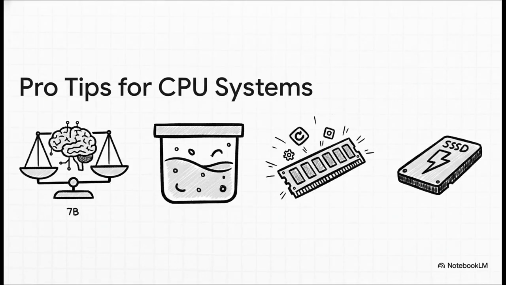So, just to wrap up with a few pro tips to make sure you get the best experience possible, definitely stick to those 7B models for speed. Keep that context window at 4096 unless you absolutely have to go bigger. Close other heavy apps to free up as much RAM as you can. And hey, if you can, store your models on an SSD. It makes loading them so much faster.